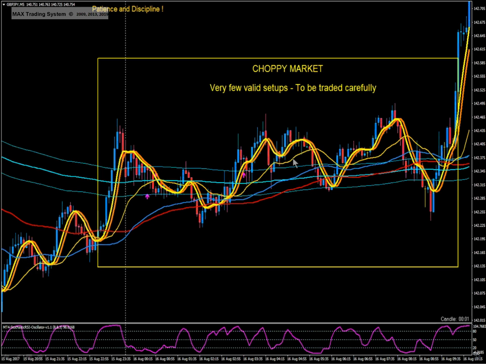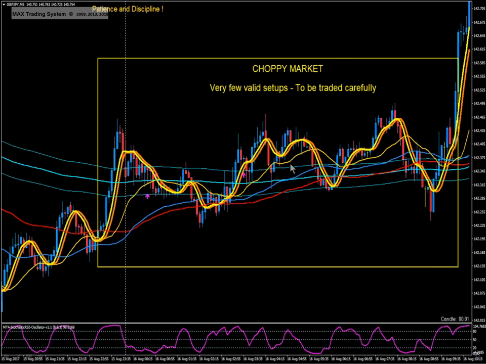For example, here we would have had an entry setup, for example, with this bar. This blue bar is an entry setup bar, but the price would have reversed, and this would have produced a losing trade, a small loss, thanks to the trade risk management technique we are using with the Max.